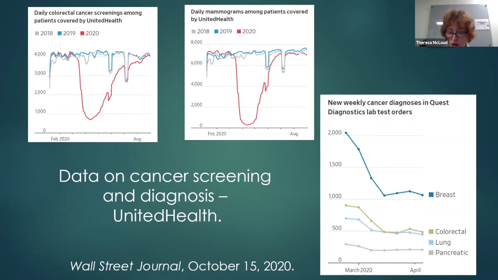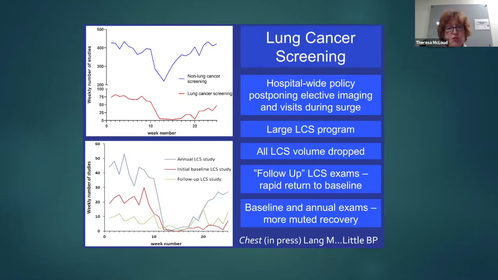And you can see that in all the different types of lung cancer. This is our own experience at Mass General Hospital, and I thank Brent for putting this together. We had a hospital-wide policy of postponing elective imaging and visits during the surge, at least in the hospital setting. We have pretty large lung cancer screening programs, so our volume dropped tremendously. And now it's beginning to come back, as you can see from both of these graphs.